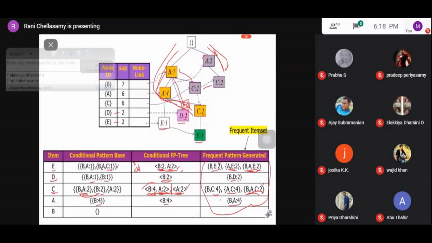Now coming on to the D. So track from the FP tree. So how many possible ways are you getting the item D? So here is one D. That's all.